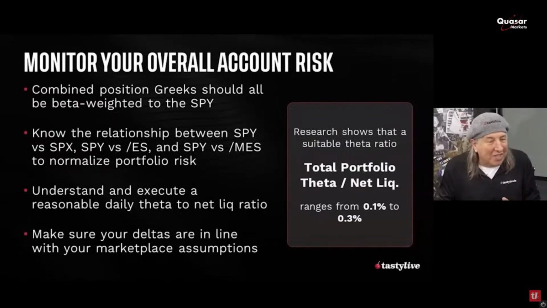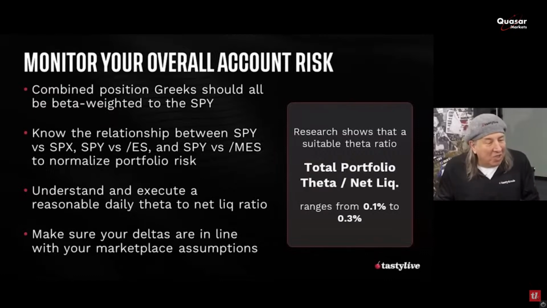And once you understand that the SPX is 10 times the size of SPY, the ES is 5 times the size of the SPY, and the MES is 1/10 the size of the ES, the MES is the equivalent of 50 shares of SPY. So 2 MES equal 1 SPY. That allows you to normalize your portfolio risk because you can convert it into anything you want.